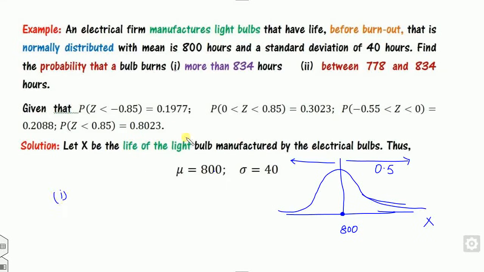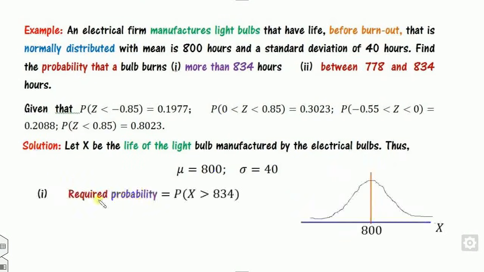Now what do you want to calculate? The first part is more than 834. So this is what you want. Just represent 834 in this picture. This is 800, so 834 lies here. You divide this area into three portions, 1, 2 and 3. Which one do you need? This one. So shade it.